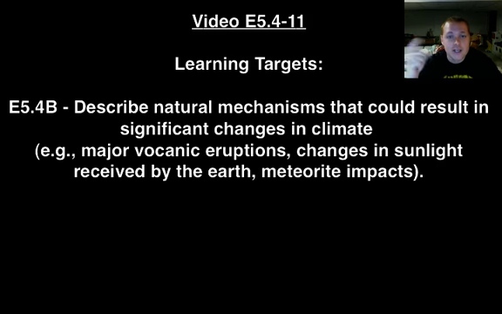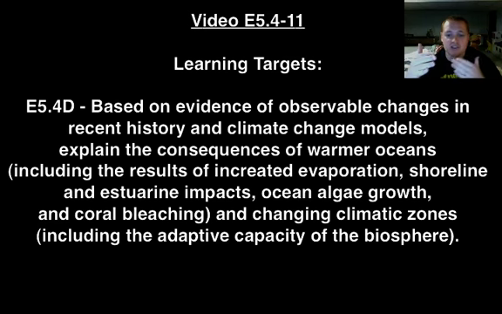The second is changes in the amount of sunlight which is received by Earth, both receiving more and also receiving less. And then the third is some sort of impact from a meteorite, possibly coming from an asteroid or some other item. And then the second one we're going to cover is E5.4-D, and I split it into two because it's going to slightly cover one more than the other.